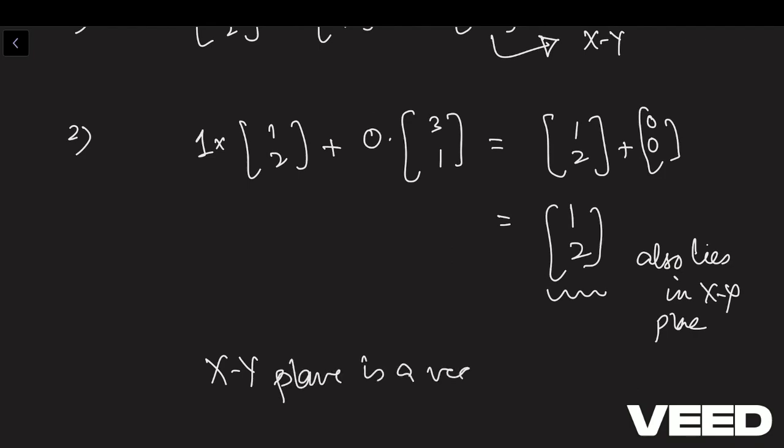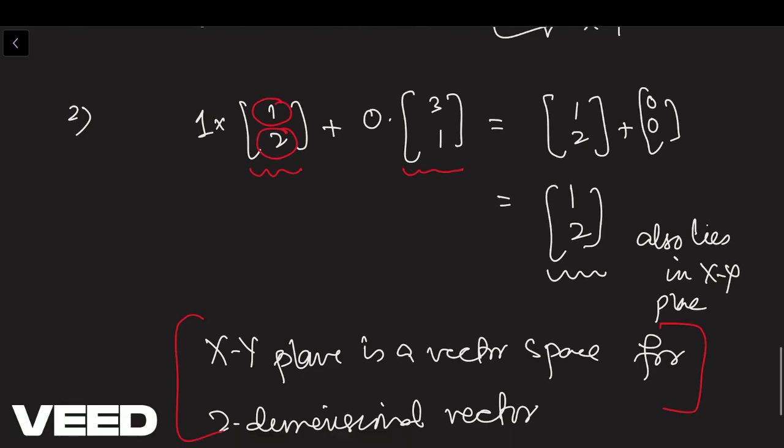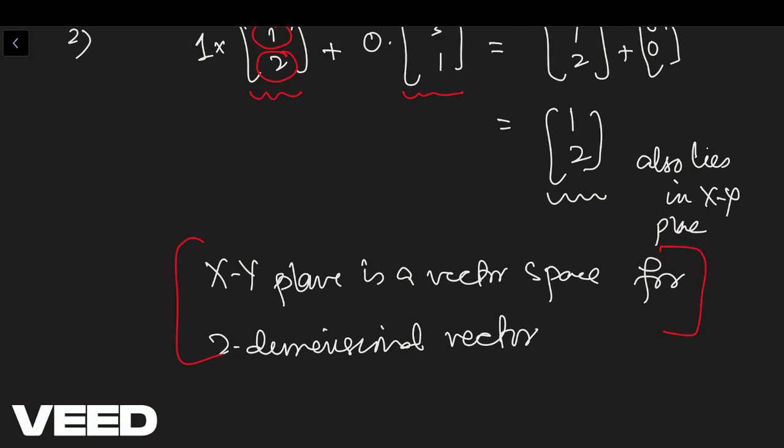is a vector space for two-dimensional vectors. Why is it two-dimensional? Because the two vectors that I mentioned in our above example have two elements: one is the x component and the other is the y component. That's why we call it a two-dimensional vector space. You got the point? Two-dimensional vector space. I hope you understand the concept of vector space.